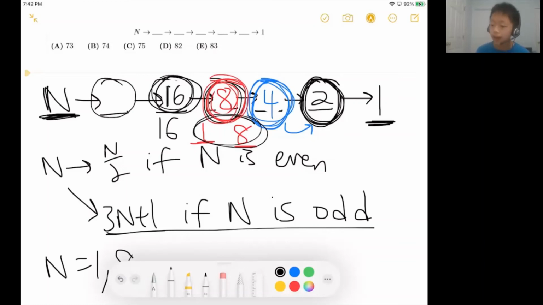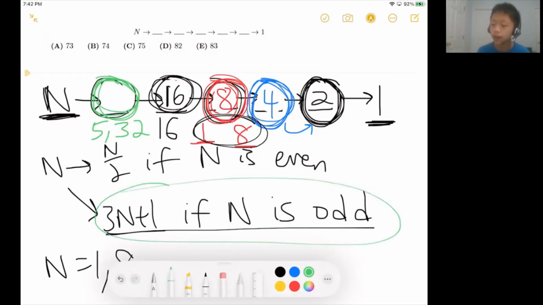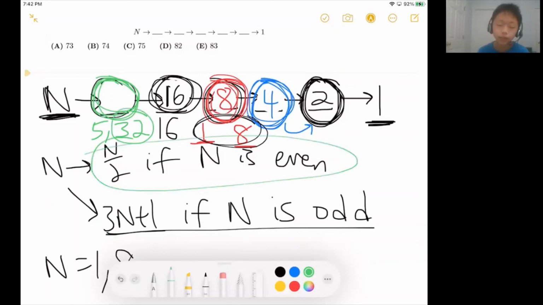And now we're almost done. Let's take a look at what number can go in this green circle here. It turns out it's not hard. We can repeat the process again. The number in this green circle can either be 5 or 32. Because if we take 5, we can triple 5 and add 1 from here, and we would get 16. 3 times 5 plus 1 is 16. Or we can take this 32 and use n divided by 2. 32 divided by 2 is also 16, which also works. So 5 and 32 are both possible candidates for this green circle here.